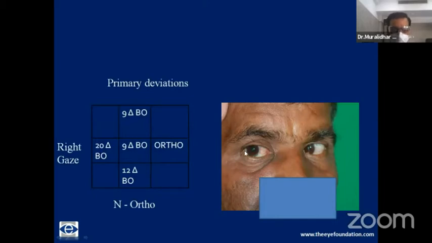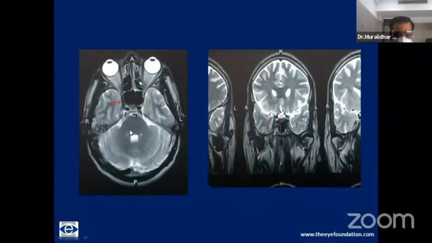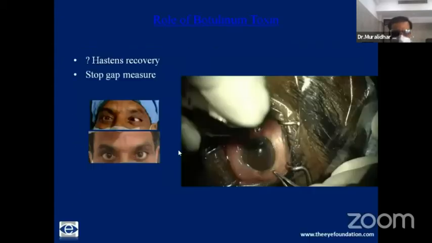Note the subtle abduction restriction. There is a slight increase in esotropia on looking down, not a significant V pattern. The esotropia increases on right gaze, and for near he is ortho. That is very characteristic of sixth nerve palsy: for near, they may be ortho. If you review the MRI, you see the broadening of cavernous sinus. There is a cavernous sinus infiltration because of a perineural invasion of the cavernous sinus.